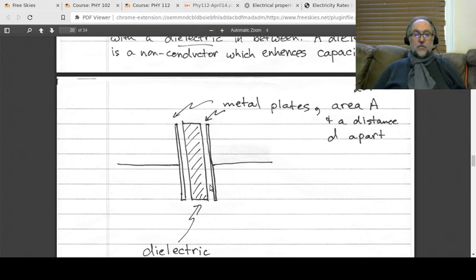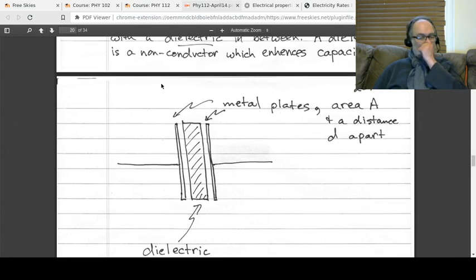Okay, and these two plates, they have area A. Each one individually has area A. Okay, it's not the total area of both of them added together. It's the area of one of them is A, and the second one is also A. Okay, and they are a distance d apart.